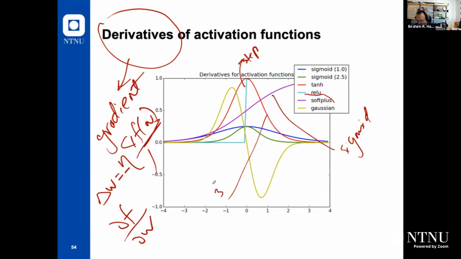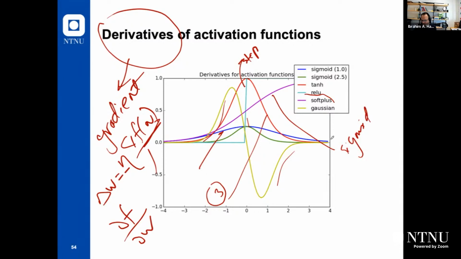Maybe this is the third best one. And after that, we will have the blue one, which is the derivative of the sigmoid, correct? And so on. Of course, the Gaussian is not good. We have a Gaussian function, which is this, negative, positive. Those derivatives of the activation functions are very important because they are connected with something called the vanishing gradient. Vanishing gradient means that the gradient will be a very, very small value after some iterations.